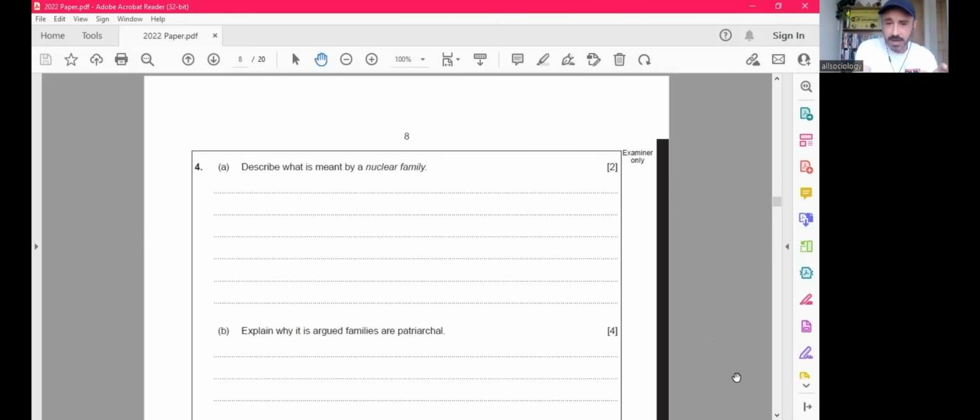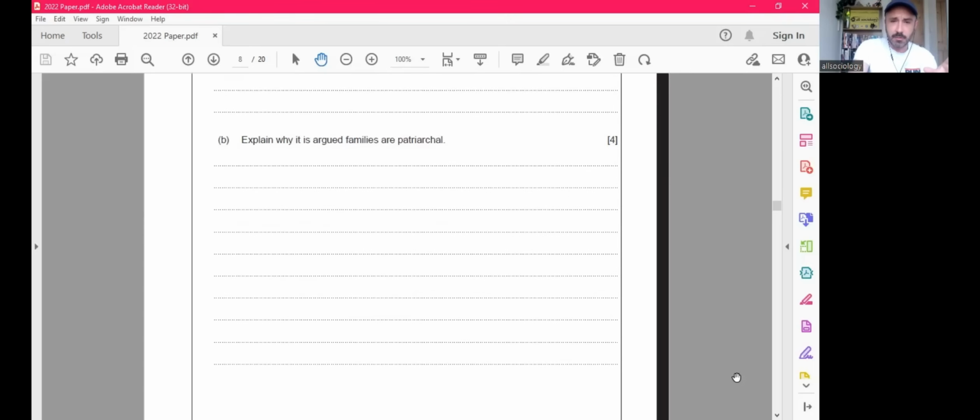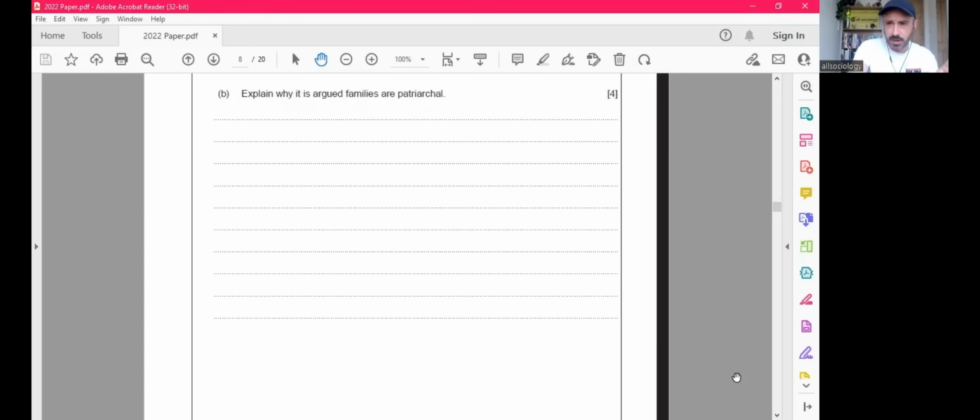Okay. Question B, 4B, explain why it's argued that families are patriarchal. This is a 4-mark question. Now, 4 markers, I'd always suggest to throw in 2 reasons if you can. So why is it argued that families are patriarchal? Well, this is the feminist argument, of course. You need to give a couple of clear examples if you can.